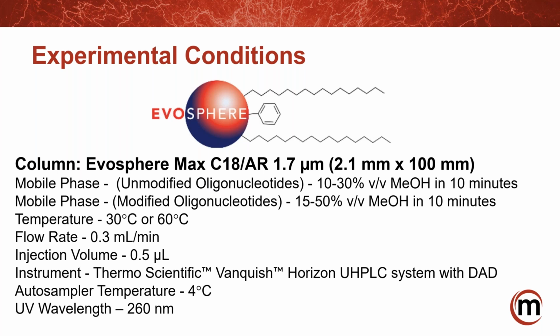The good news is we can make not only these columns in the hardware at 2.1, but we can go all the way down to capillary, down to 75 micron as well. So for people doing omics work or wanting to explore oligonucleotides in really low-flow capillaries, we can do that as well.